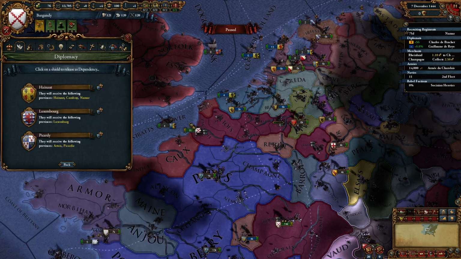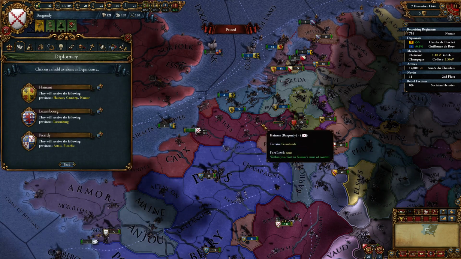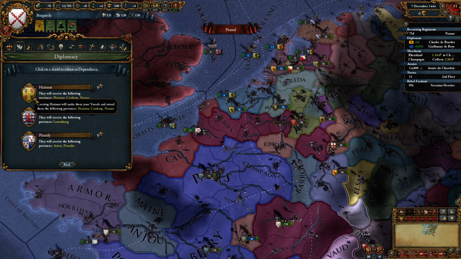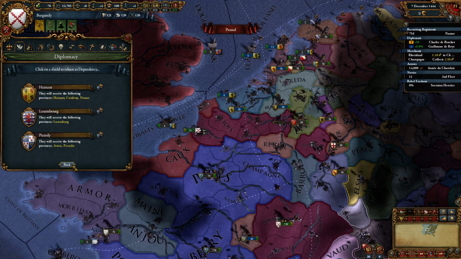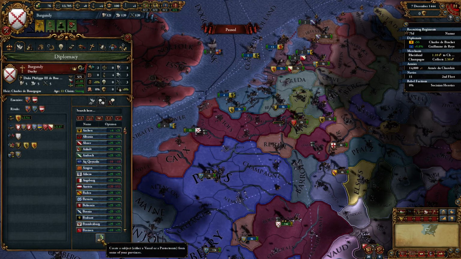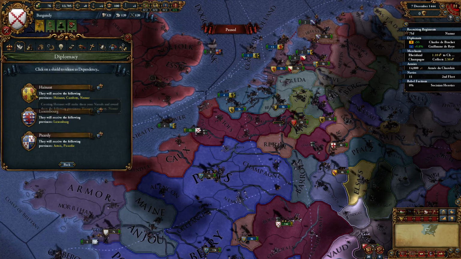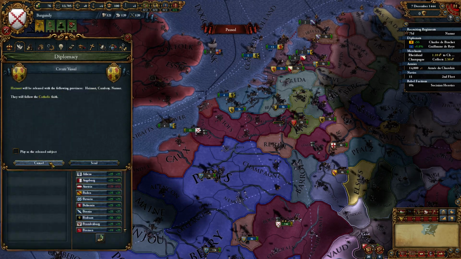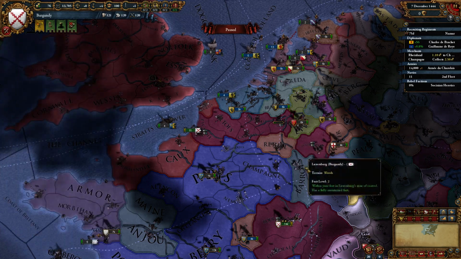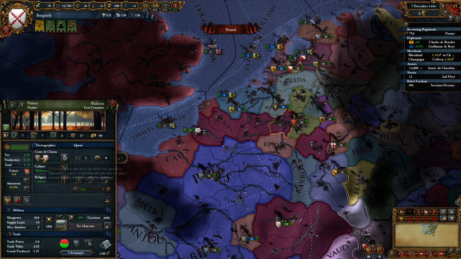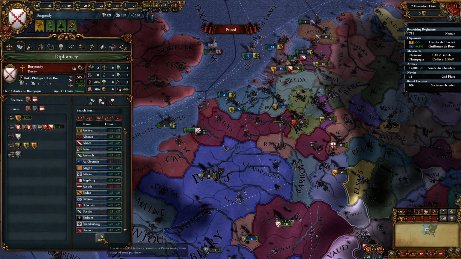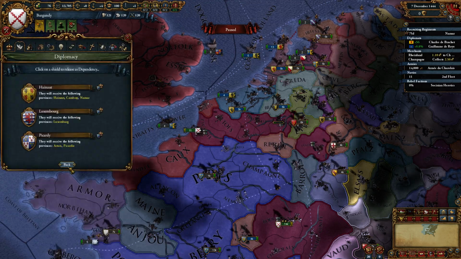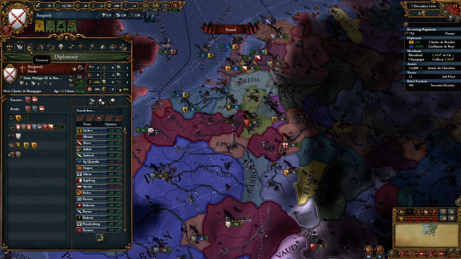Create a subject. Of course, I can create vassals if I want. I can release vassals. Like Hainaut, I can create another vassal over here. Hainaut has this as a core. I can create a vassal if I want. I will not, of course. I don't have that land for myself.